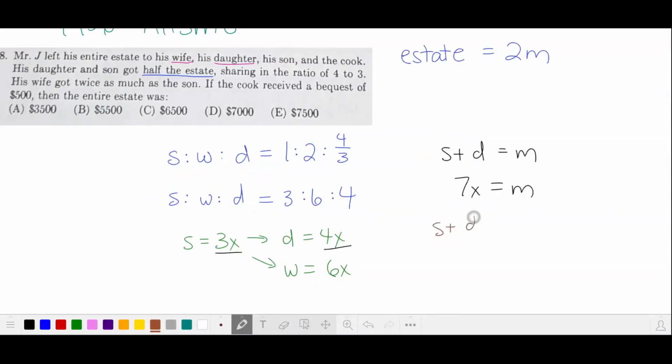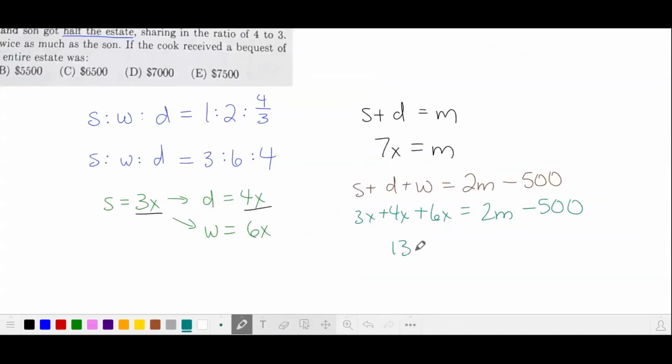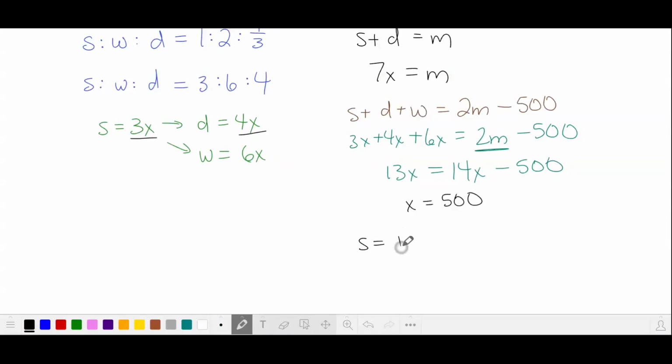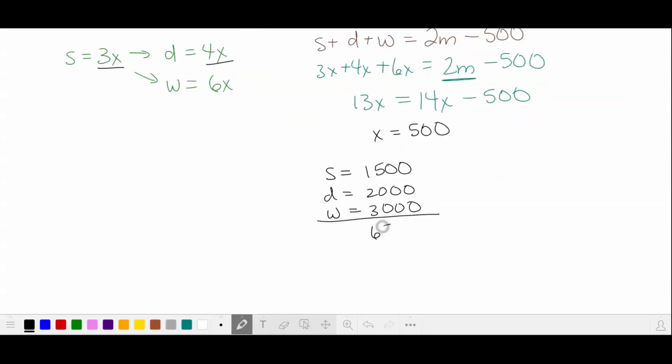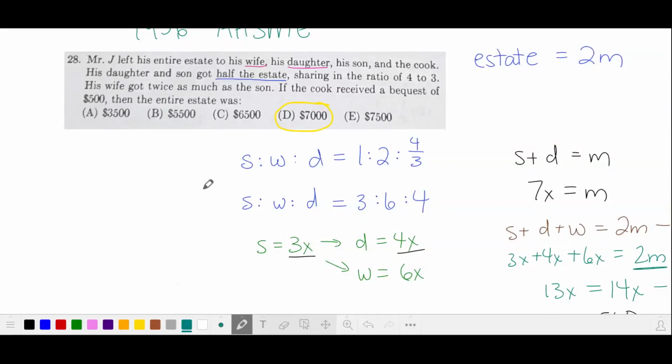The son, the daughter, and the wife received the entire estate except for the $500 that went to the cook. So we have 13x on the left, and we'll substitute for 2n, 14x, and solve for x. This means the son received $1,500, the daughter got $2,000, and the wife received $3,000, for a total of $6,500. Then we add to that the $500 that went to the cook, and the total estate is $7,000. That's answer choice D.